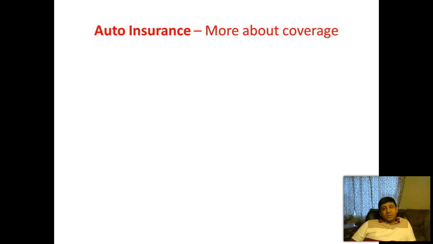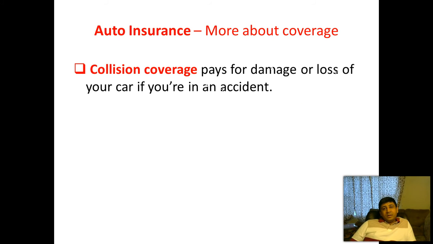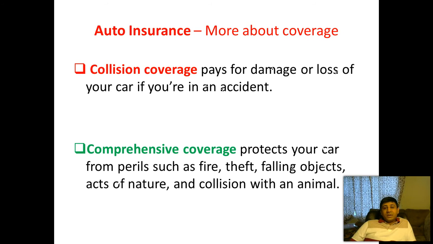Again, a few more things. Collision coverage pays for the damage or loss of the car if you are in an accident. Comprehensive coverage protects your car from fire, theft, falling objects, acts of nature, and collision with an animal, etc. You hit a deer or something.